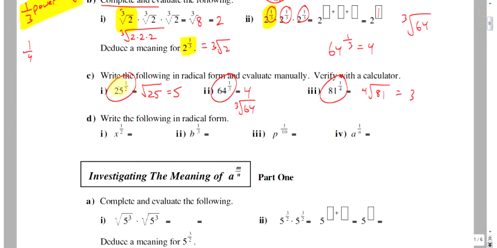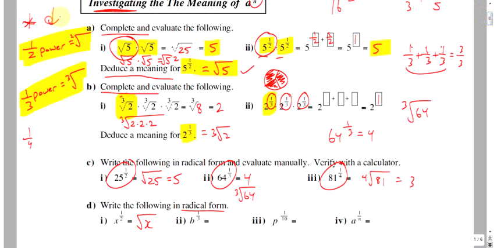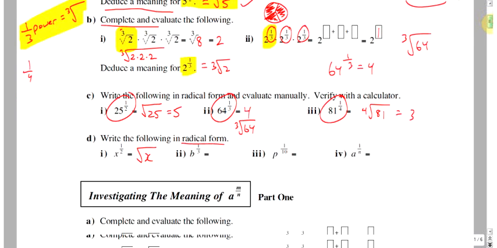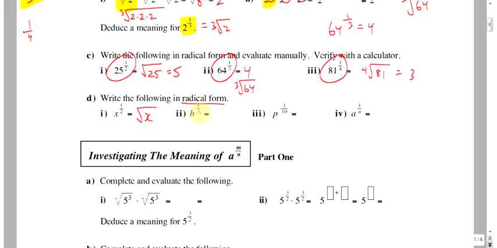Okay, does it just have to be numbers? Like, can I do this with an x? I don't know what x is. Anything to the 1/2 power means square root. Okay? Write the following in radical form, and that's all we can do. It should be an easy mark if you did what I asked and stuck that in your noodle. B to the 1/3 power can also be written as a radical, cubed root of b.